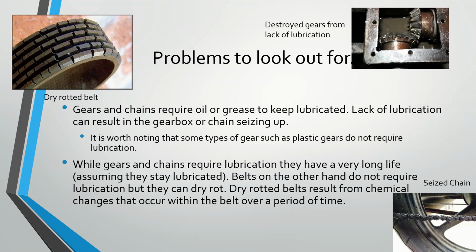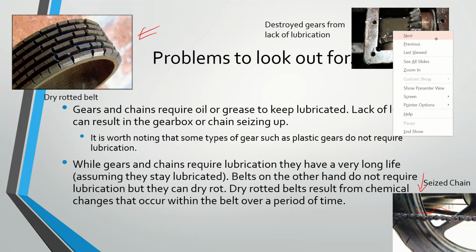Things to look out for: if you don't have lubrication in gears, you get that. Chains can seize if they don't have lubrication. Notice that the chain kind of goes down and up. It's wavy. It's not supposed to be like that. And then belts can dry rot. That's a V belt that's been dry rotted. You may see that on a car or something. Lots of other things can happen, but these are very common things to see.